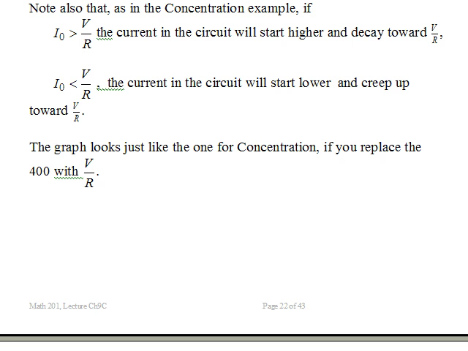So for the current in the series RL circuit, we have an equilibrium value of current V over R. If the initial condition is greater than V over R, you start greater than the equilibrium, then the current will decay towards V over R, and the approach will be exponential. If you start with an initial current I0 less than the equilibrium current of V over R, then the current in the circuit will creep up towards the equilibrium value.